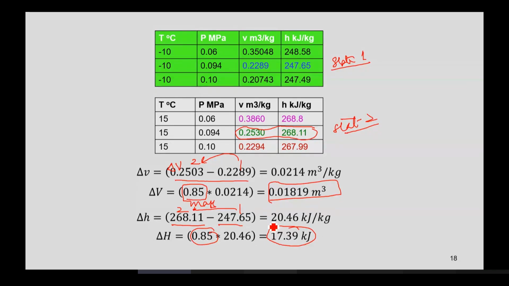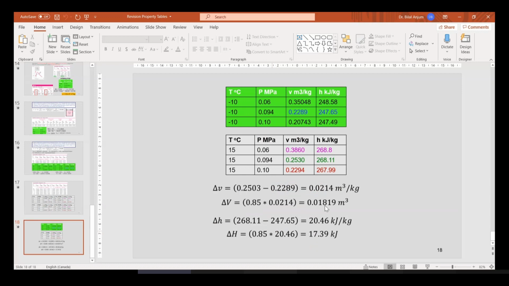So this is a multiple interpolation problem where you have missing data in both the rows for the pressure and the column. This is how you do the multiple interpolations. So this brings us to the end of revision for property tables.